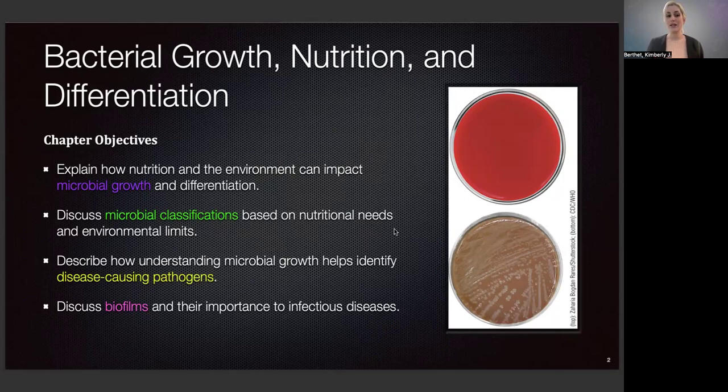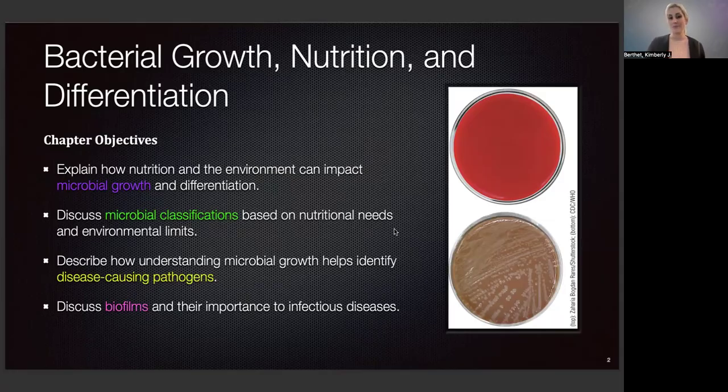Following that, we're going to be looking at how understanding microbial growth ties into pathogenesis. So, how does growth enable microbes to be able to begin an infection within the body? We'll also look at biofilms, a place where microbes are found in nature and can be found in the body as well.